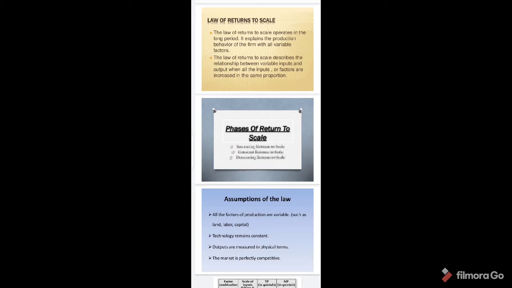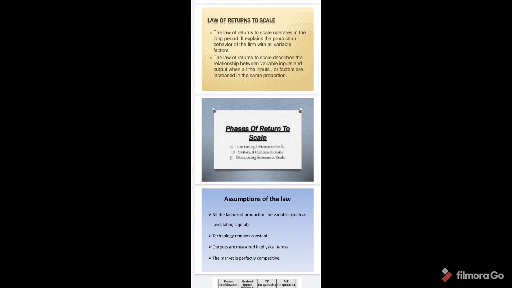Returns to scale is a long-run concept, as we know, that shows how total output increases due to increase in all inputs. We have got the phases of returns to scale. We have got 3 phases: increasing returns to scale, constant returns to scale, and number 3, decreasing returns to scale.